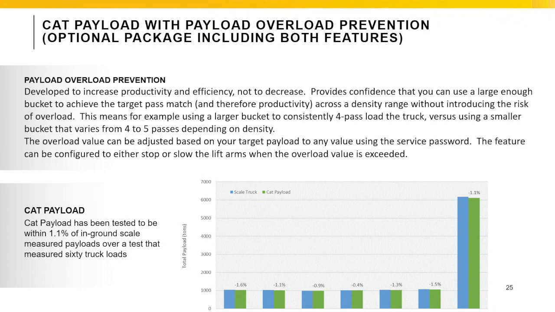I also want to highlight the accuracy of our CAT payload. We were able in our production study to measure 60 truckloads going across in-ground scales, and the CAT payload feature, looking across all of the measurements, was within 1.1% of the in-ground scale. So we've achieved really good accuracy with the CAT payload, so that you can keep a nice tight tolerance on the actual payload that goes into your truck.